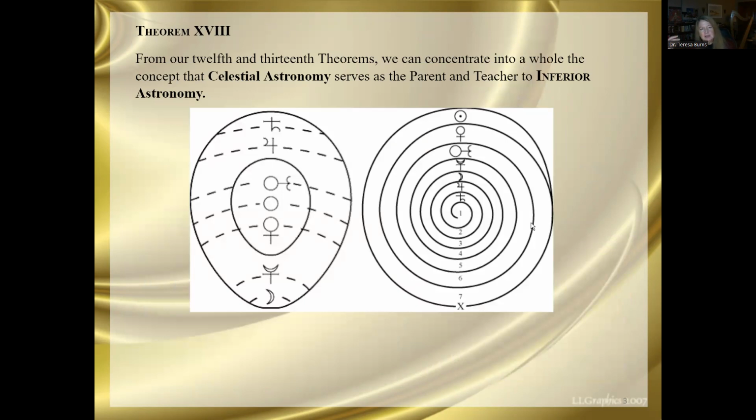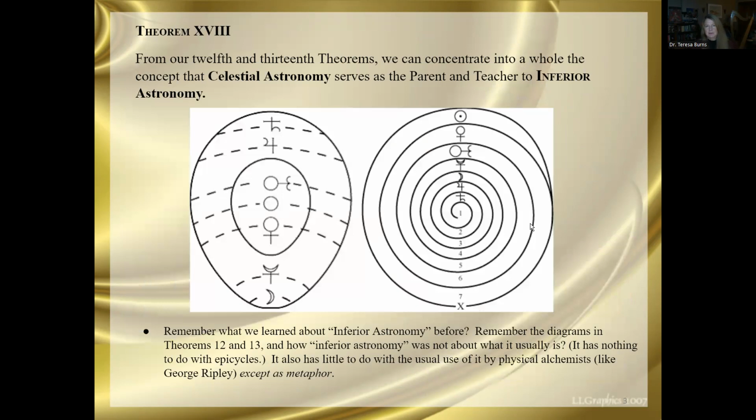Theorem 18, he says, from our 12th and 13th theorems, we can concentrate into a whole the concept that celestial astronomy serves as a parent and teacher to inferior astronomy. Now, you remember back in Theorems 12 and 13, you had some homework to figure that out, because his meaning of inferior astronomy was not the usual meaning used then or now by astronomers. It has nothing to do with epicycles and that sort of thing.